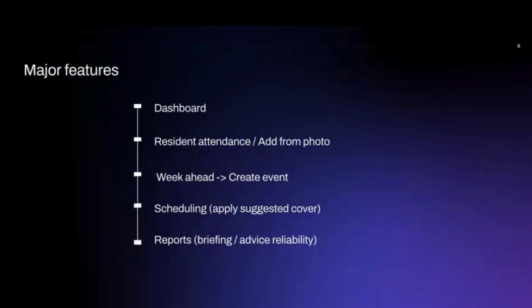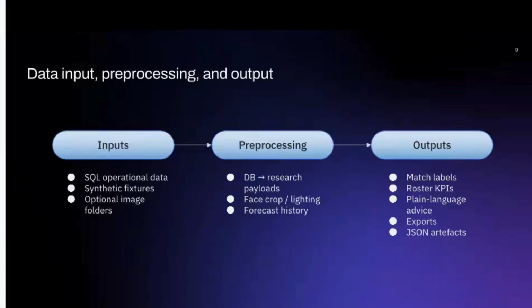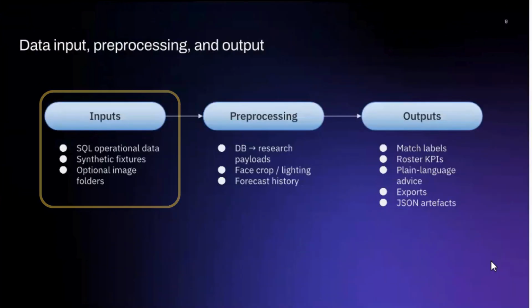Let's move to data input, preprocessing, and output for the research pipeline. First, inputs. The first input source is SQL operational data from the IECMS database used by the portal. The second input source is synthetic pictures generated for repeatable research experiments. The third input source is optional local image folders used for face evaluations when needed.